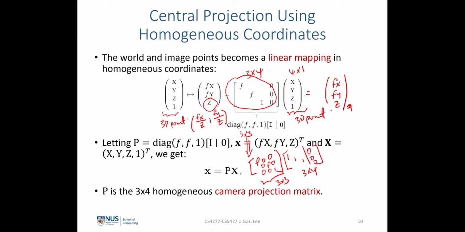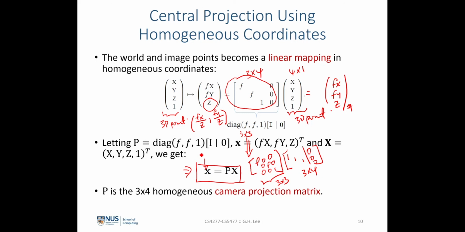Let's further denote P equals to this matrix that we have factorized earlier on, and it simply represents the diagonal matrix multiplied by the identity 3 by 4 matrix that we have seen earlier on. And we will denote small x as the 2D projection on the image, and the big X as the 3D point that we have seen. In short, we can simplify this equation into this form where x is equal to P multiplied by X.